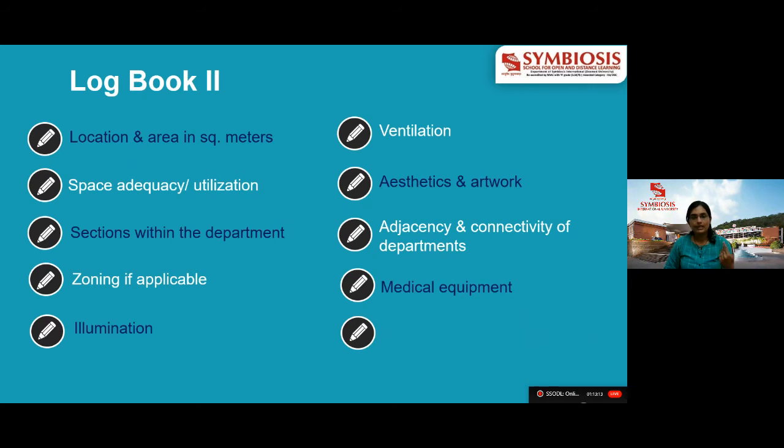Then the medical equipment available in that department, and how the installation is done, you will be mentioning. And then provision for future expansion. If there is an operation theatre and right now it does not have facilities for robotics, then how are they planning to accommodate the upcoming services of robotic surgeries? If they do not have any plan, then you can suggest a plan for them.